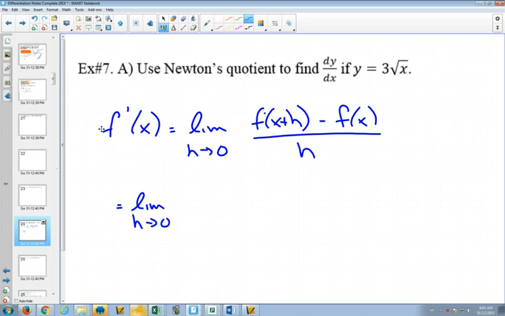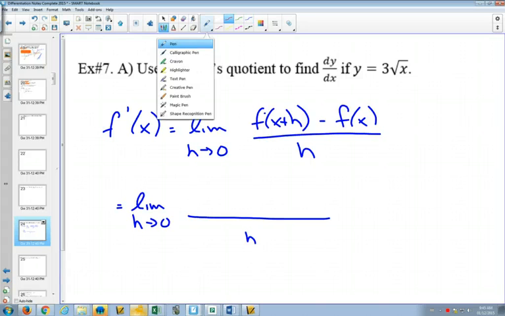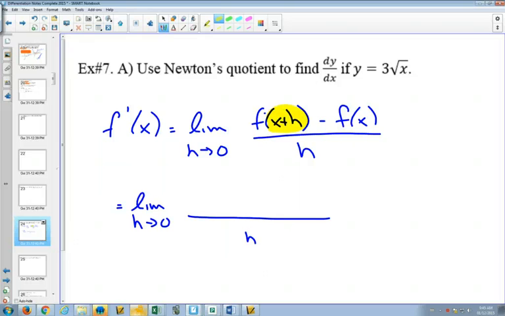So we still have this all over h. What is f of x plus h? That means we are replacing in our function wherever there was an x with an x plus h. So there was an x inside of our square root, so now we're going to write x plus h inside of our square root instead. Minus f of x is just 3 root x.